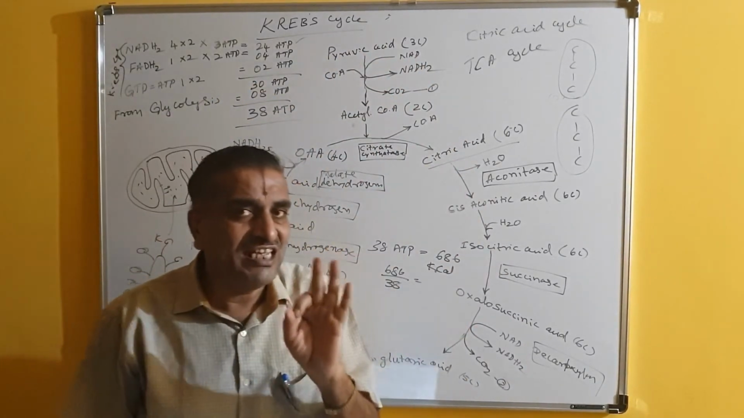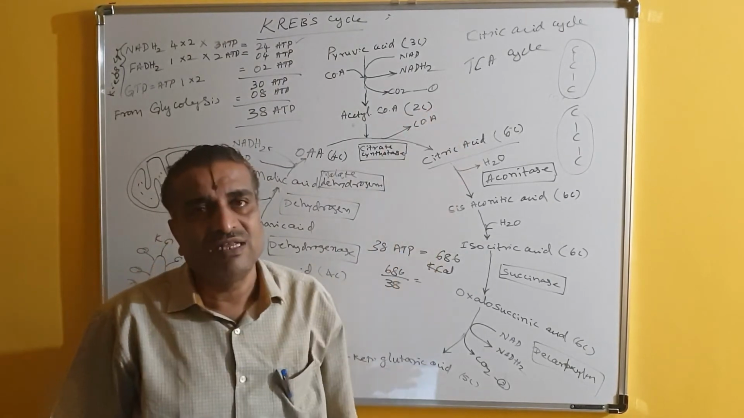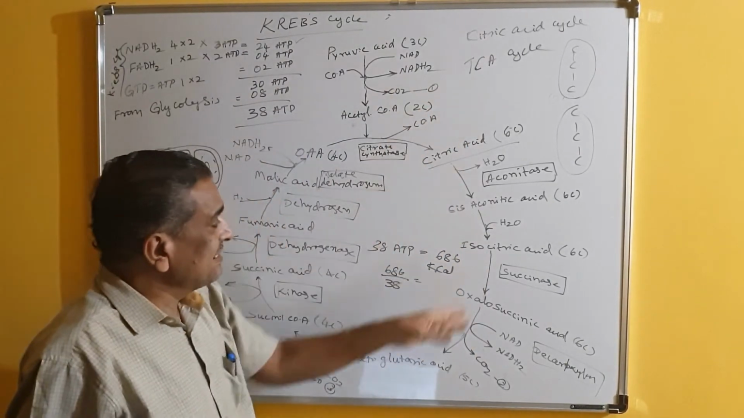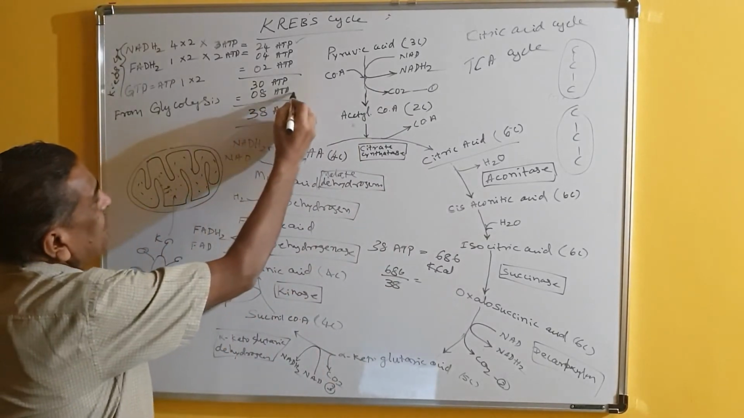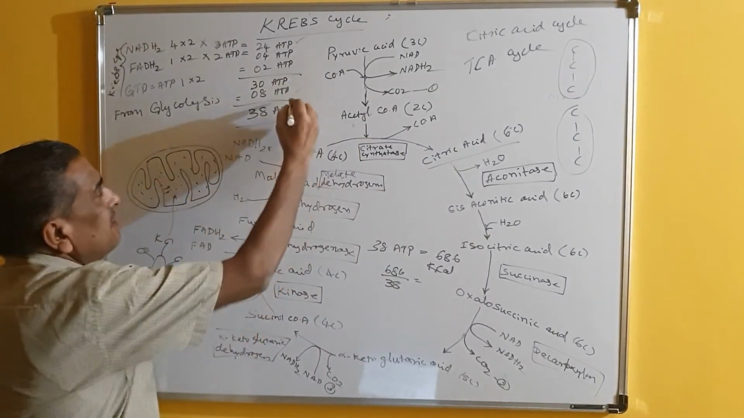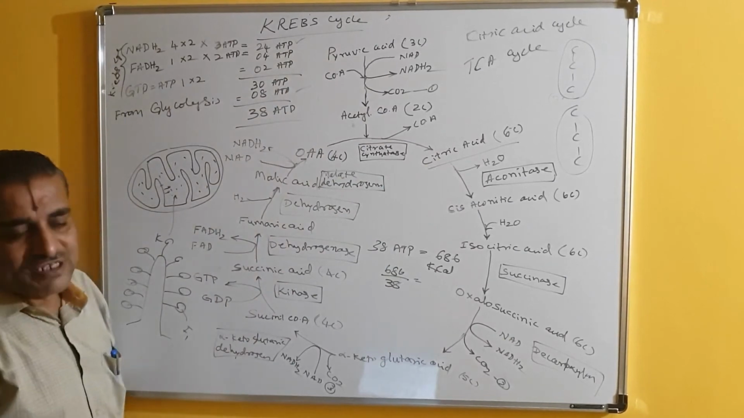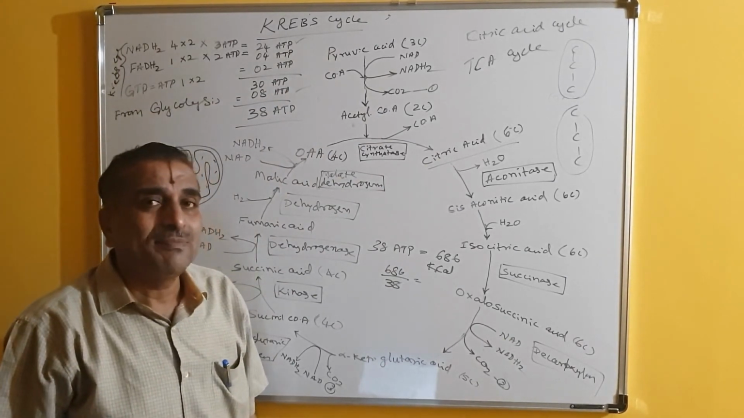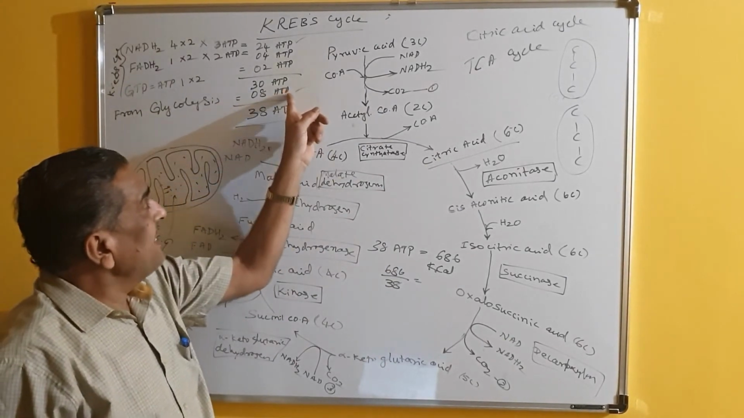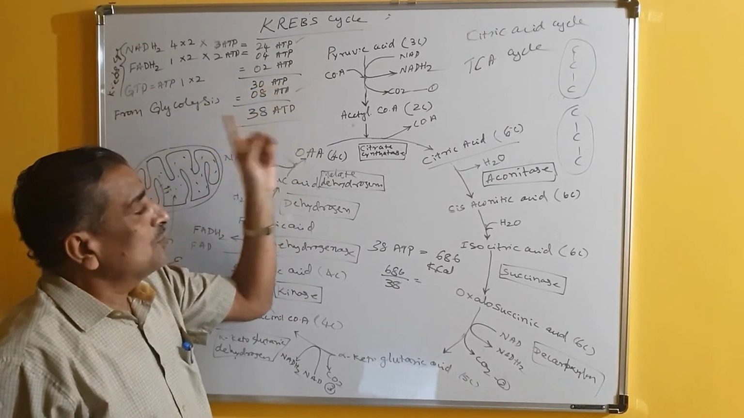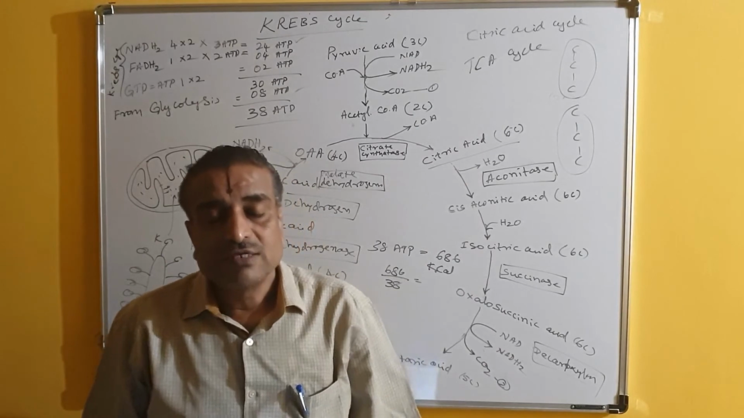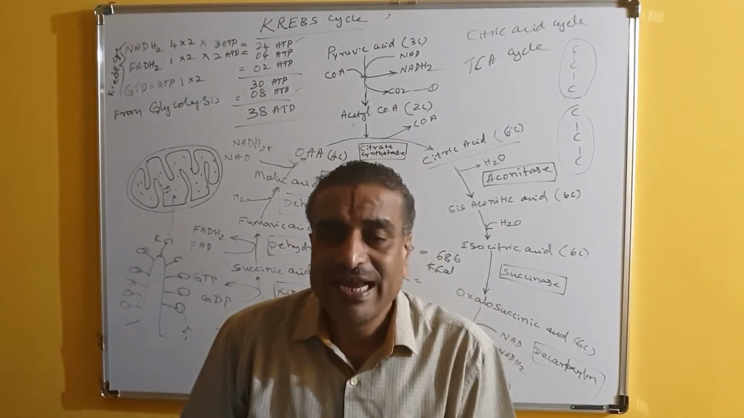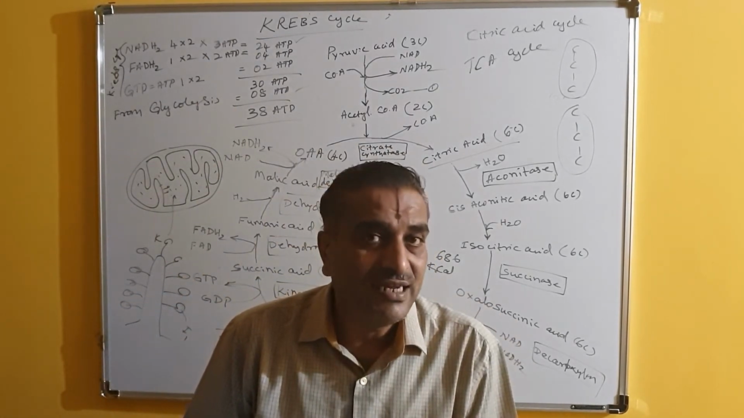Here one thing we have to observe: from start to end of this particular cycle, have you invested any ATP? No ATPs are invested. So whatever you are getting, that is profit only. But from glycolysis you are getting 8 ATP as a profit. So you have to add 8 ATP to 30. Total 38 ATPs are produced. So the total profit of ATP in aerobic respiration is 38.